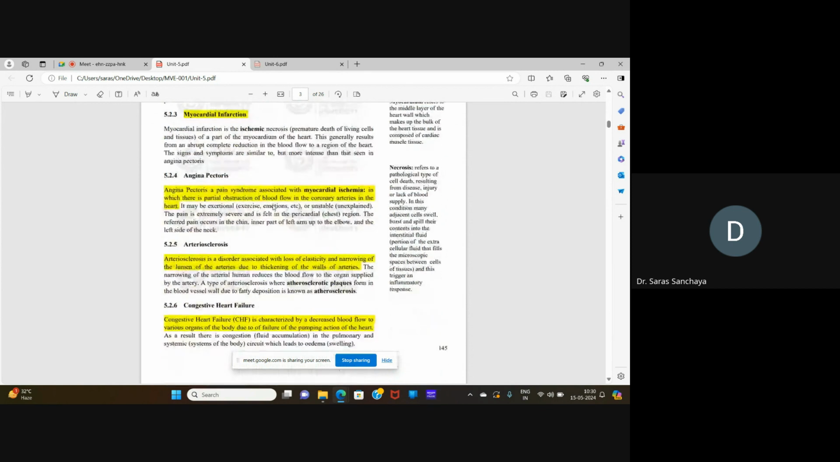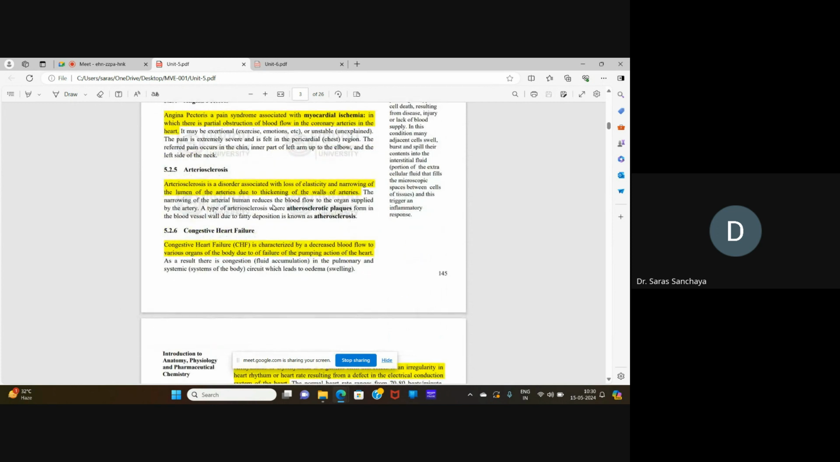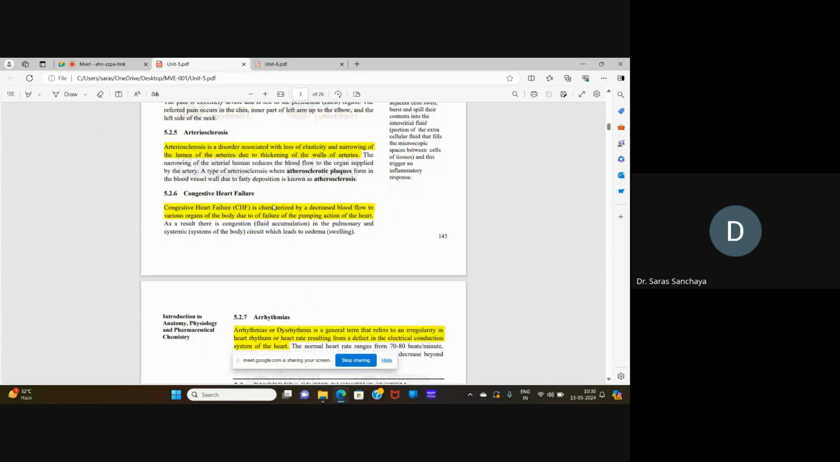Then we come to angina pectoris. Angina pectoris is a pain syndrome associated with myocardial ischemia in which there is partial obstruction of blood flow in the coronary or heart arteries in the heart. Arteriosclerosis. Arteriosclerosis is a disorder associated with loss of elasticity and narrowing of the lumen of the arteries due to thickening of the walls of the arteries, and it will render with hypertension.